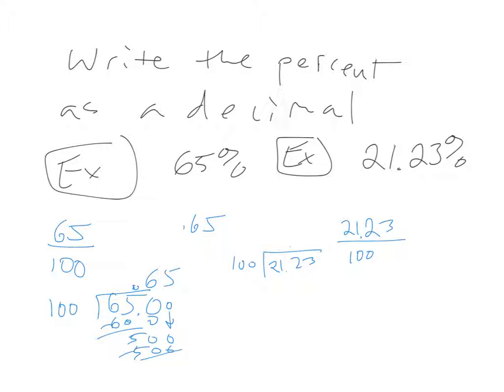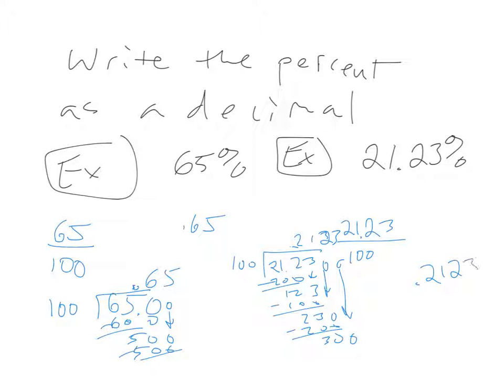100 goes into 212 2 times. 2 times 100 is 200. Subtract, you get 12. Bring down the 3. Goes into it 1 time. 1 times 100 is 100. Subtract, you get 23. Add a 0. Bring it down. 100 goes into 230 2 times. 2 times 100 is 200. Subtract, you get 30. Add a 0. Bring it down. And 100 goes into 300 3 times. So your answer is 0.2123, or 2,123 10,000ths.